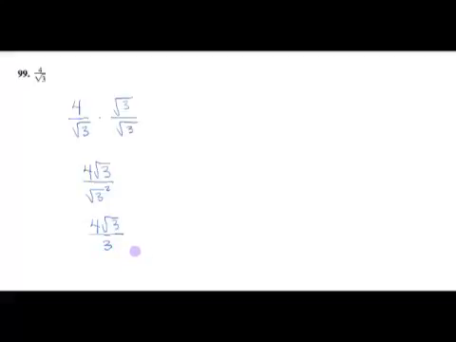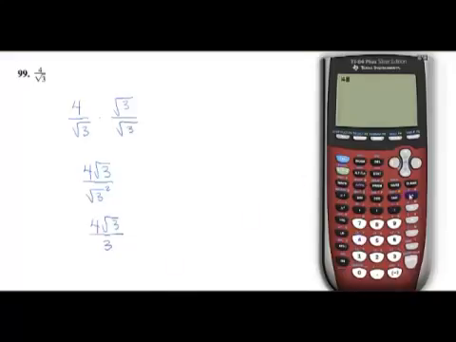Let's go ahead and grab the calculator so you can see that this is the same as 4 over the square root of 3. 4 divided by the square root of 3, close parenthesis, equals. That's our original radical. And if we try 4 times the square root of 3 over 3, I have the exact same decimal approximation. So you can see that these are equivalent.